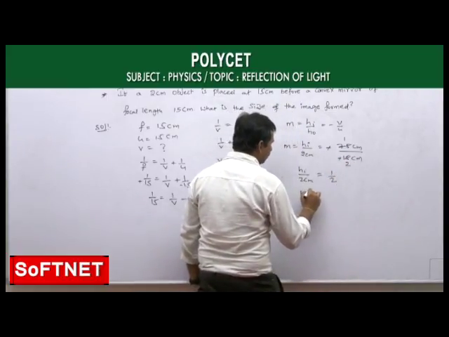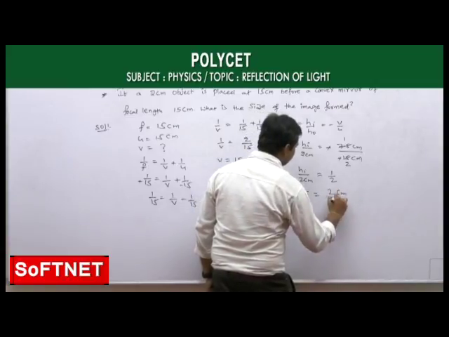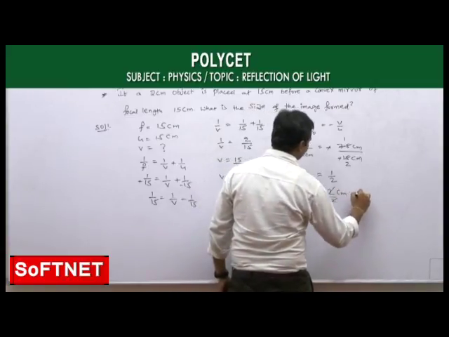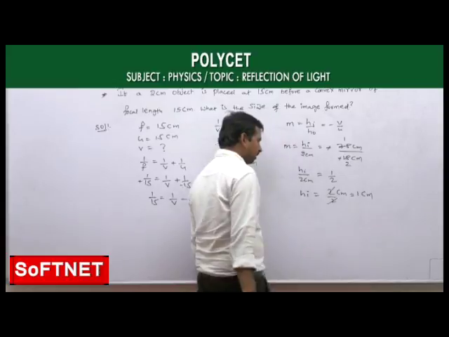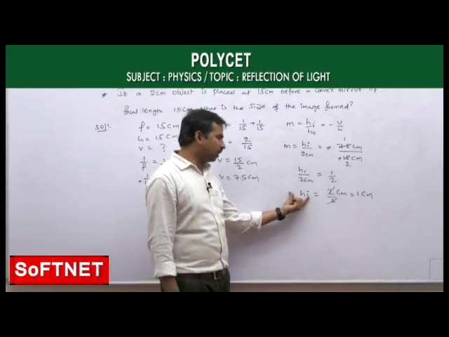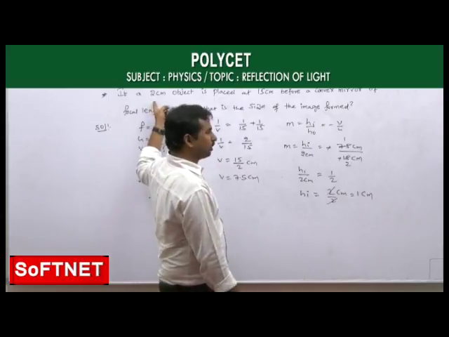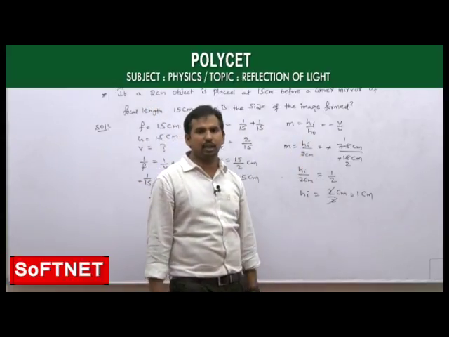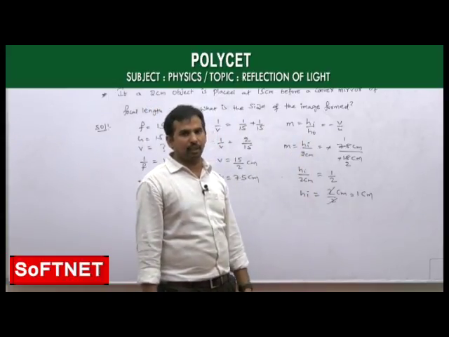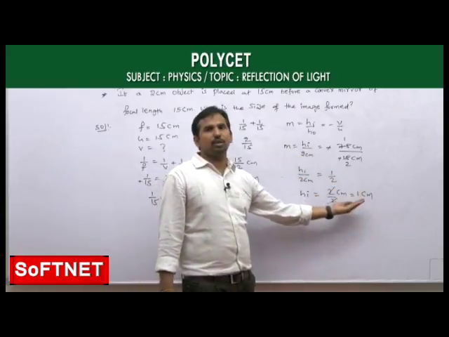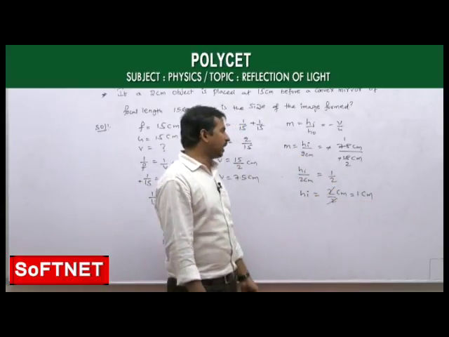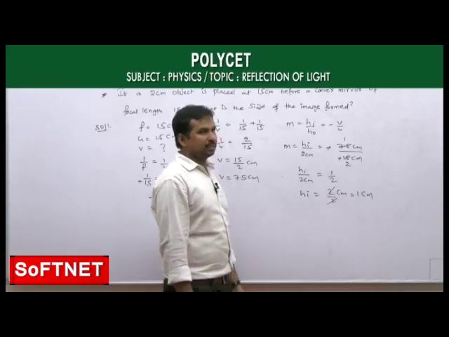Then the height of the image is equal to 2 centimeters divided by 2, which gives us 1 centimeter. Here we got the height of the image as 1 centimeter, whereas the height of the object is 2 centimeters, which means we are getting a diminished image. There is a decrease in the size of the image.